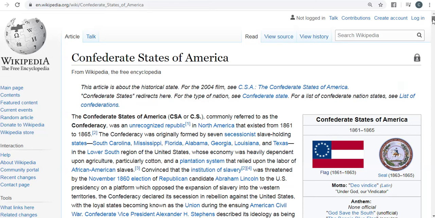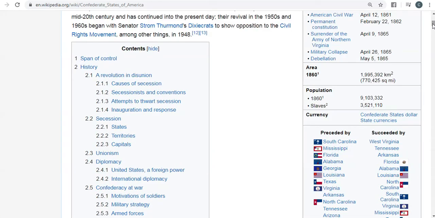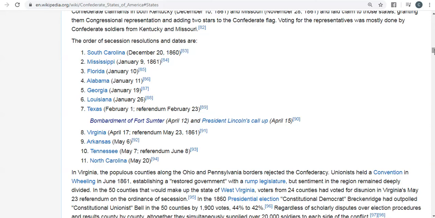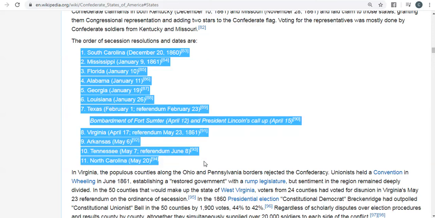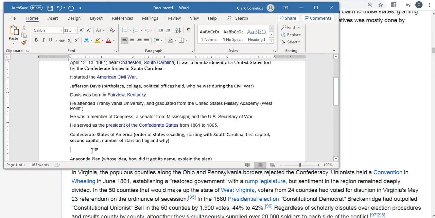Okay, what was the order of the Confederate States of America? Let's see. Here we go. States. Click on down to here. Oh, here we are. The order of secession resolutions and dates are, let me just copy and paste that. South Carolina, Mississippi, Florida, Alabama, Georgia, Louisiana, Texas. That's when Fort Sumter was bombarded, so there were only seven at that time. Then Virginia joined, Arkansas, Tennessee, and North Carolina. Control C. Going down to that. Control V.